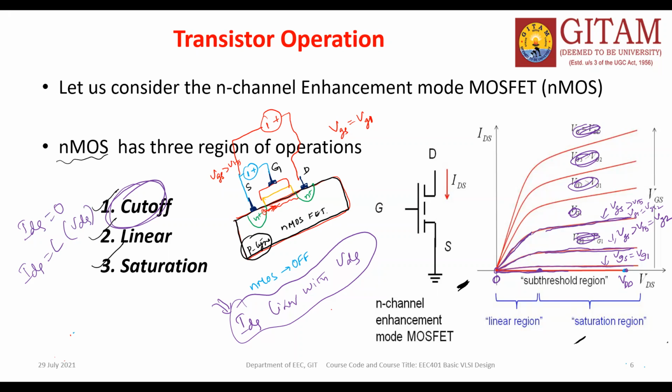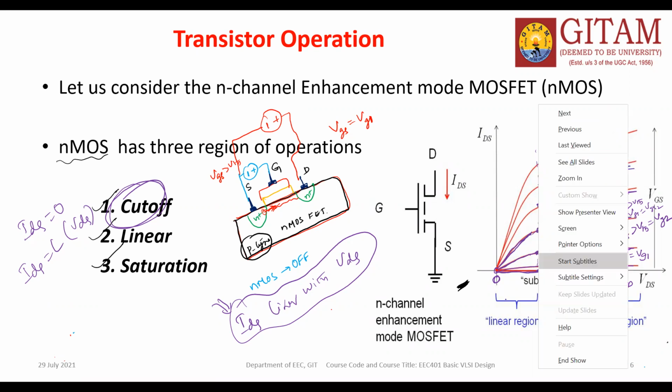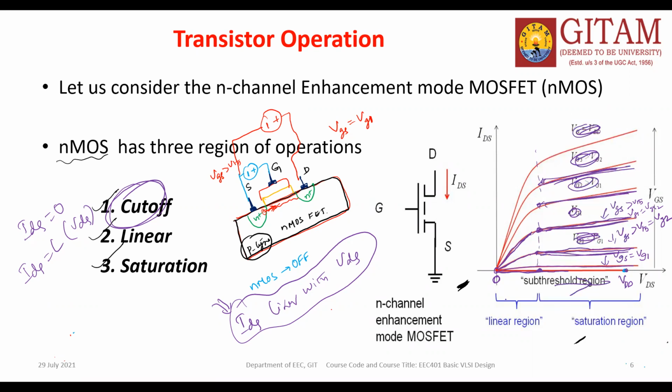It's a linear function. Similarly, from a certain point, for example if you draw a line like this, from here onwards it is a constant. Even if you change the VDS value, we cannot see much change in the IDS value. This is called the saturation point. So this is called the saturation region of operation of a MOS transistor.